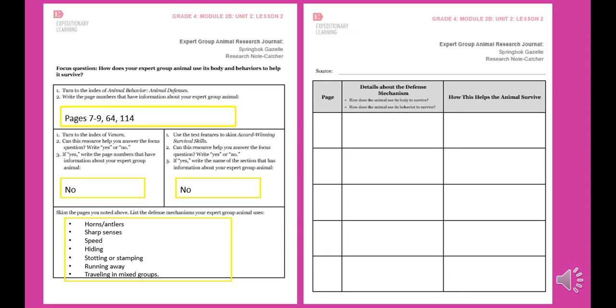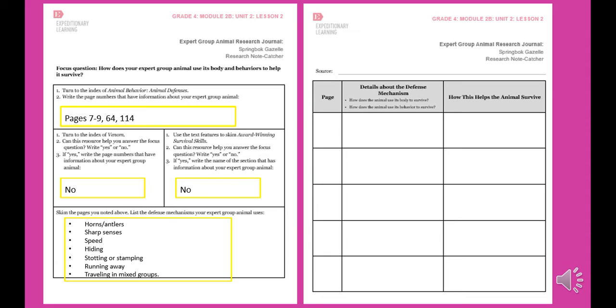In Lesson 4, you completed the first page, which was just identifying page numbers from the different texts that you could use for your research. We found that information about the Springbok Gazelle can be found in the Animal Behavior, Animal Defenses book on pages 7 through 9, page 64, and page 114.